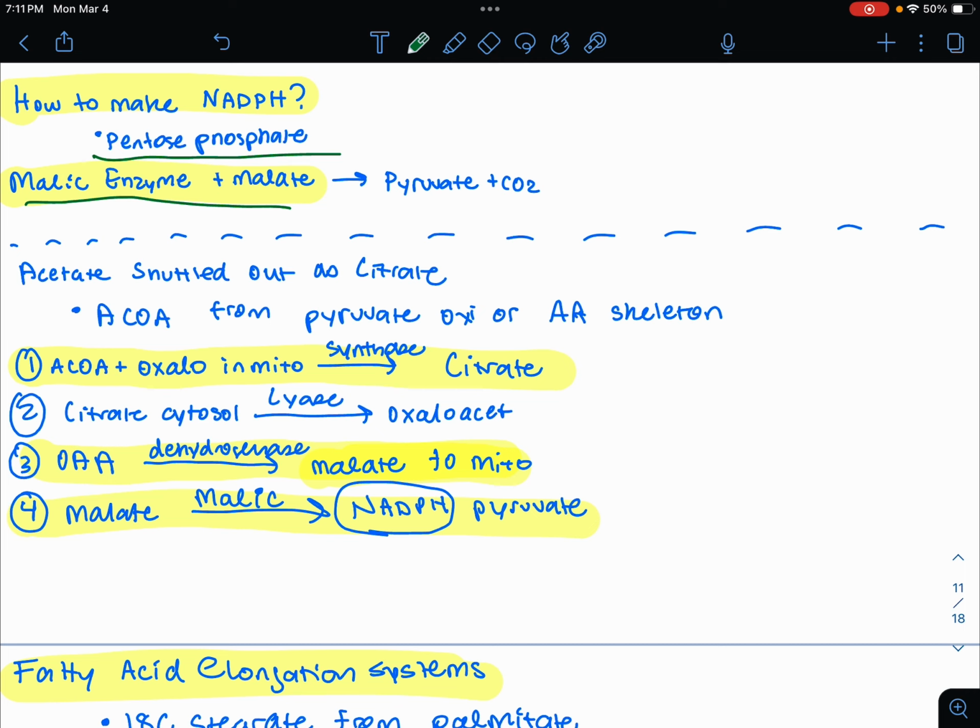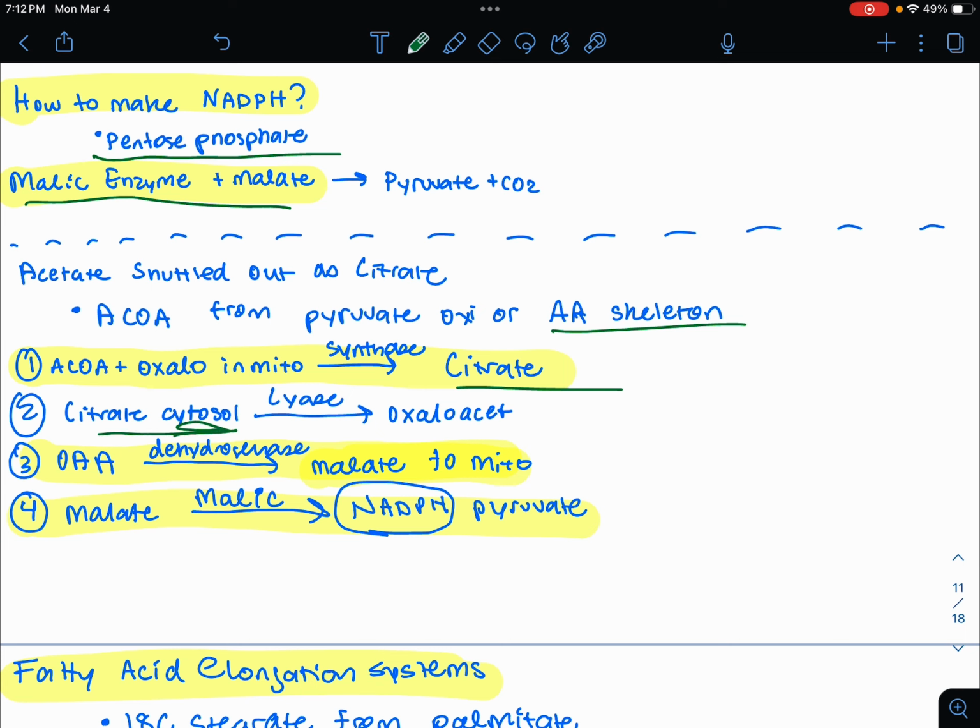It's shuttled out of the mitochondria as citrate. So acetyl-CoA is formed in the mitochondria from pyruvate oxidation or the amino acid skeletons. And so there's just this big cycle. I'm going to just talk about it. So acetyl-CoA plus oxaloacetate in the mitochondria. We've seen this step before. This is in the citric acid cycle. You're going to use a citrate synthase. That makes citrate. Citrate could go into the cytosol.